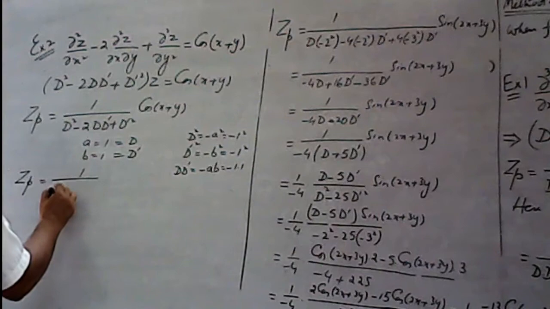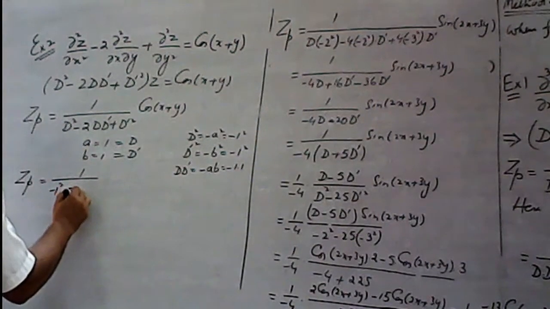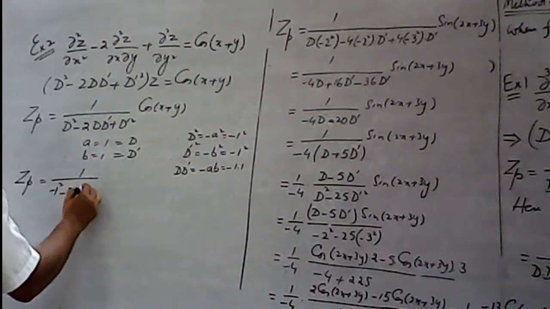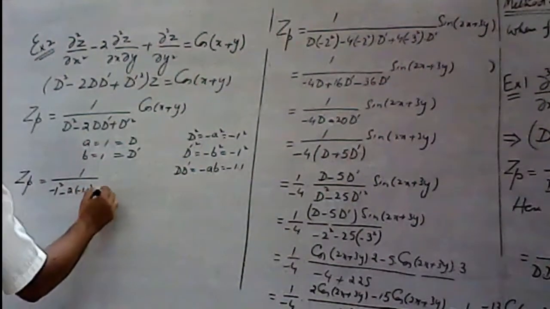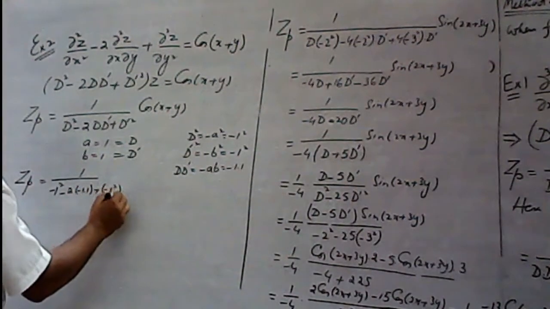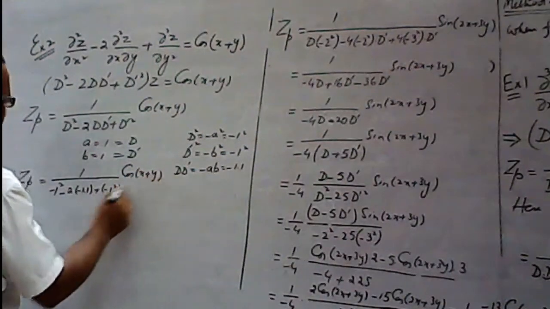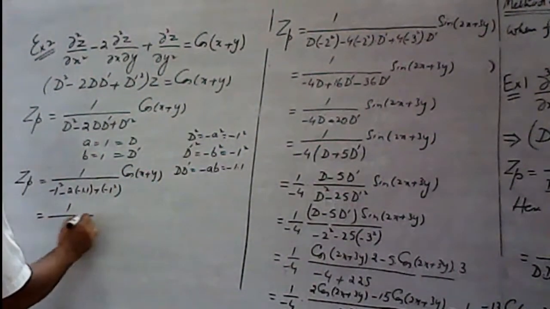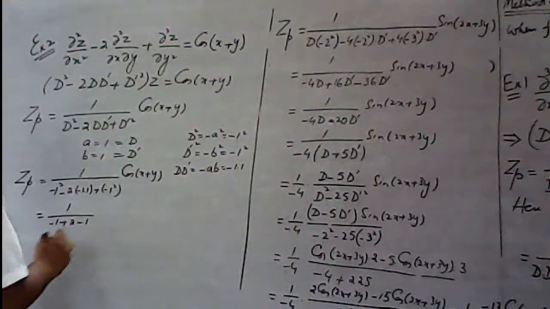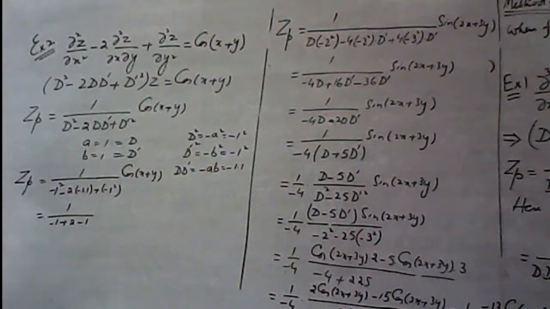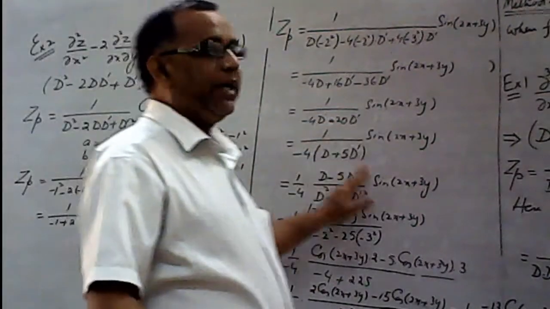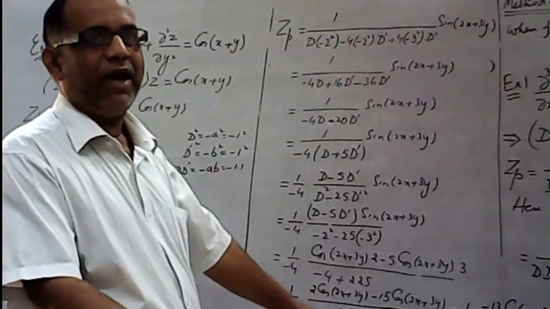So it becomes minus 1 square minus 2 into minus 1 into 1 plus minus 1 square, cos of x plus y. So it becomes 1 upon minus 1 plus 2 minus 1. It means denominator is 0. In the previous case, since the denominator was not 0, that was the final answer.